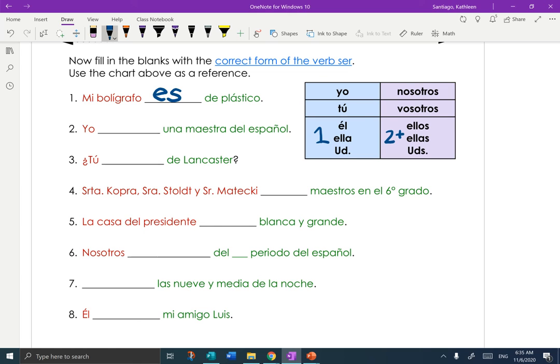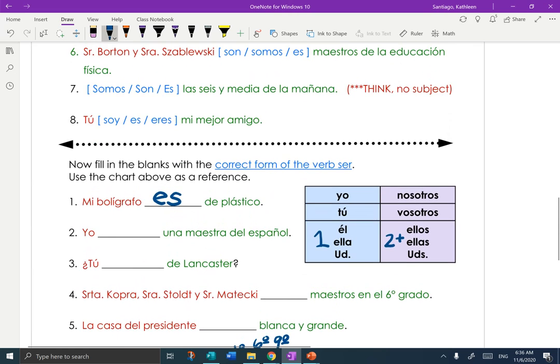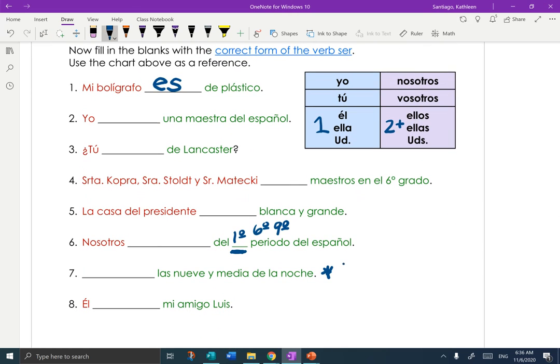Nosotros, blank. And then you're going to fill in the period that you're in. Put a number there. It might be primero. It could be sexto or noveno that you're going to put in that blank. This one you're going to have to think about because this one models número siete above. So you want to think about that. And then número ocho, el.